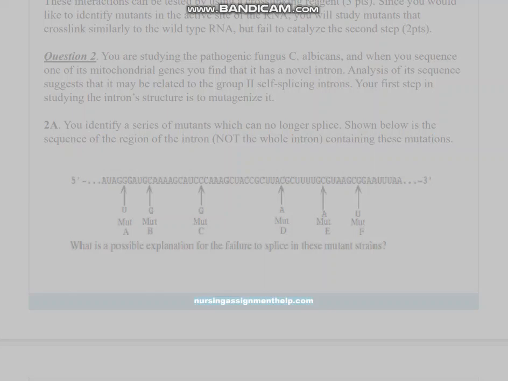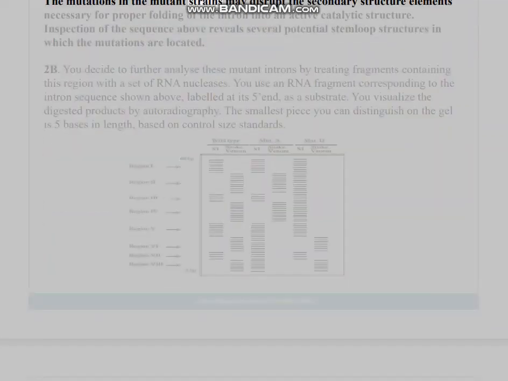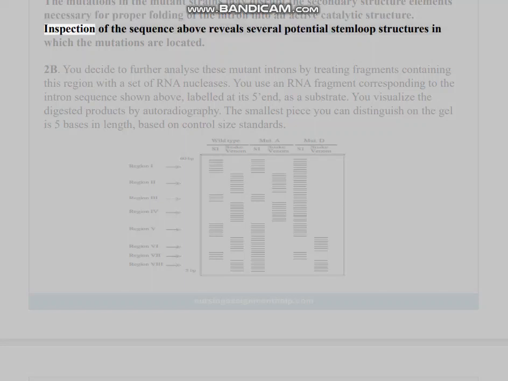The mutations in the mutant strains may disrupt the secondary structure elements necessary for proper folding of the intron into an active catalytic structure. Inspection of the sequence above reveals several potential stem loop structures in which the mutations are located.